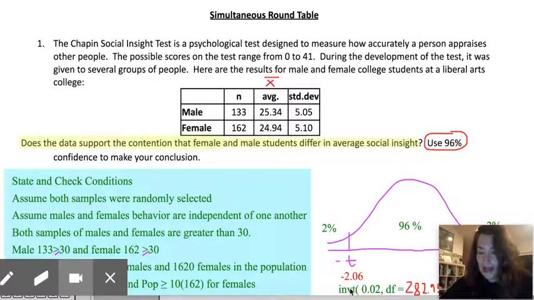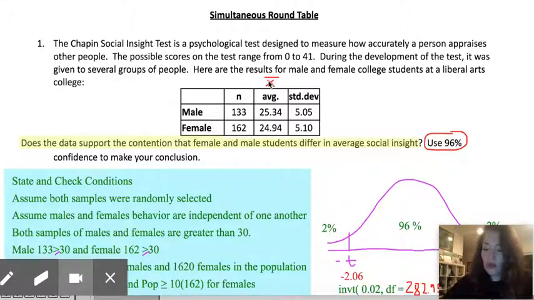All right, so the data is summarized in the table. We have that the male sample size is 133 with the average of 25.34 and standard deviation of 5.05. And that females sample size 162 with an average of 24.94 and a standard deviation of 5.10. So keep in mind when they say the average, that is from a sample. It is x-bar that we are given.